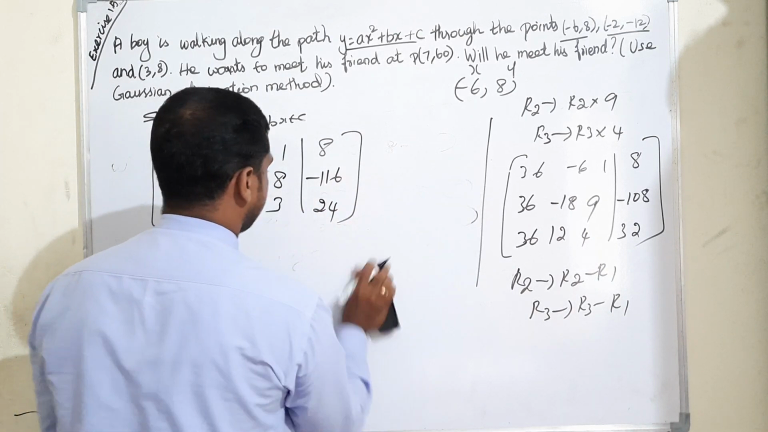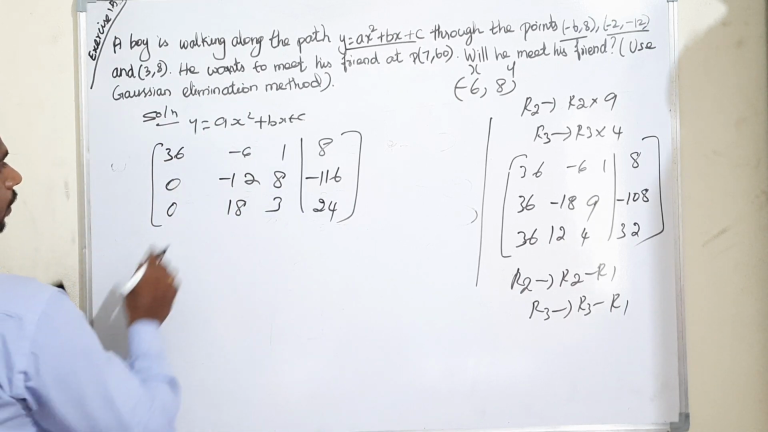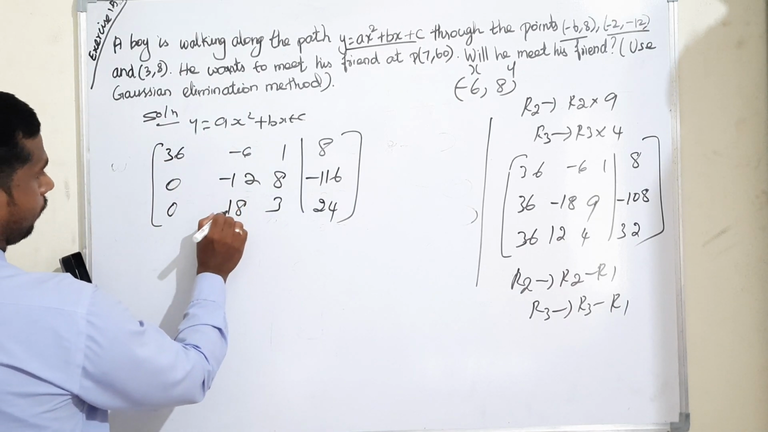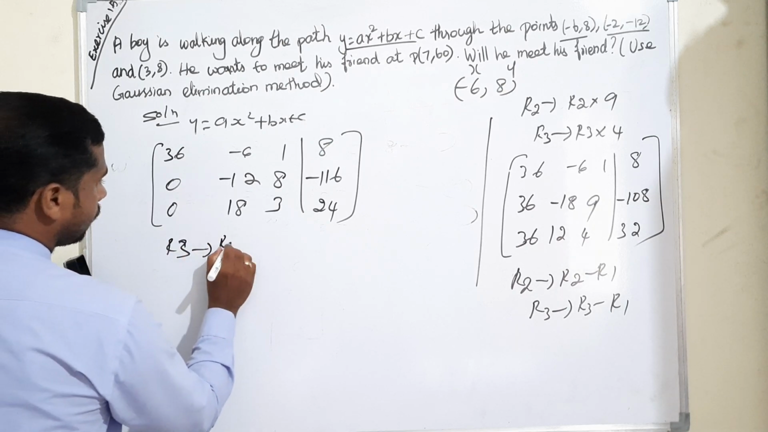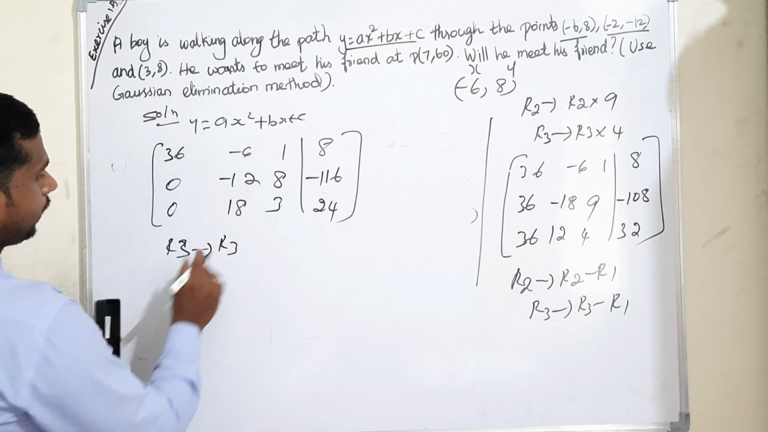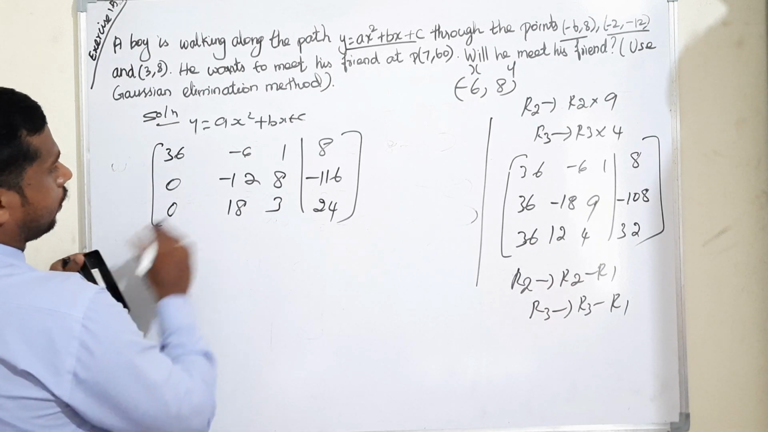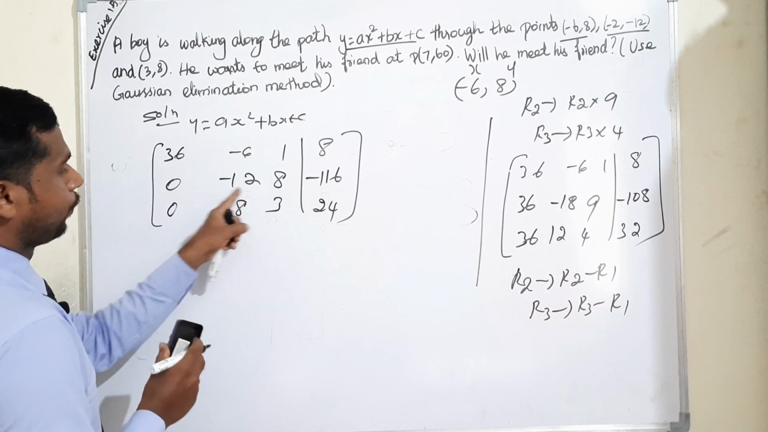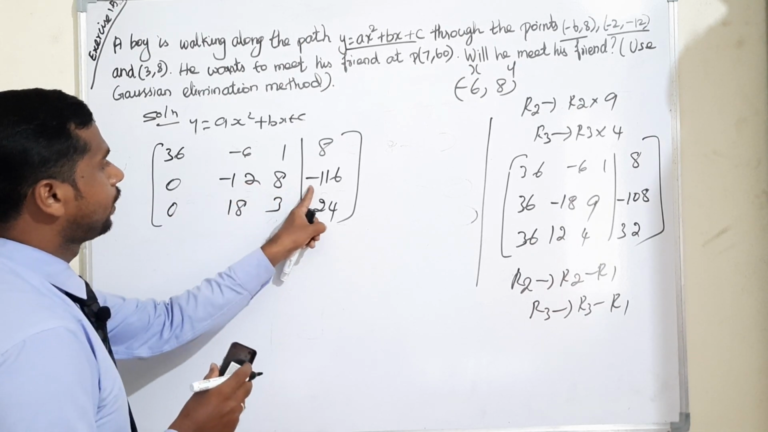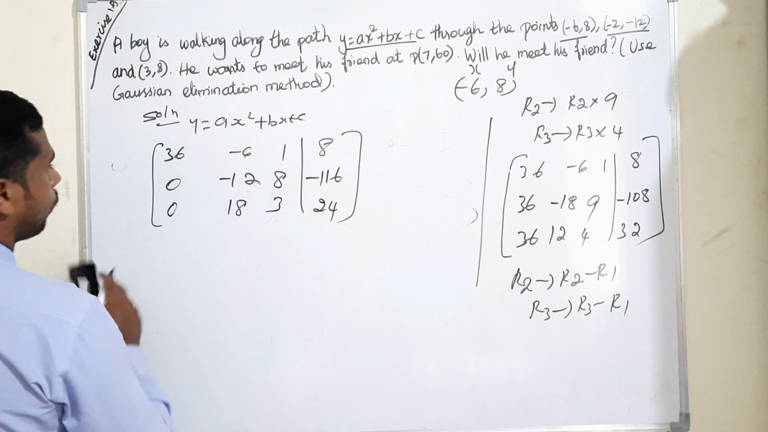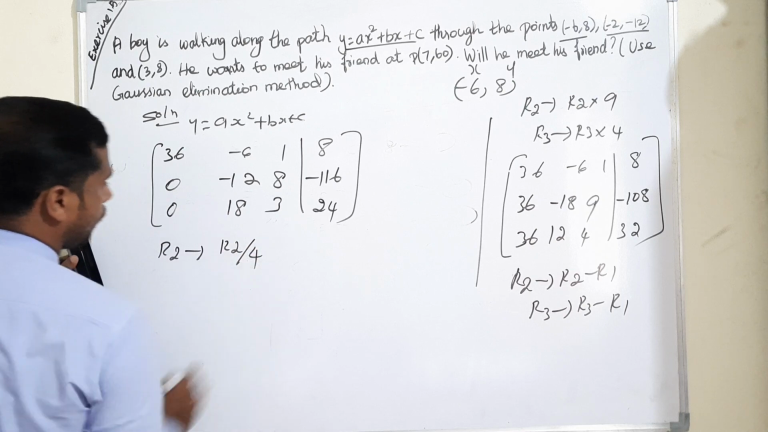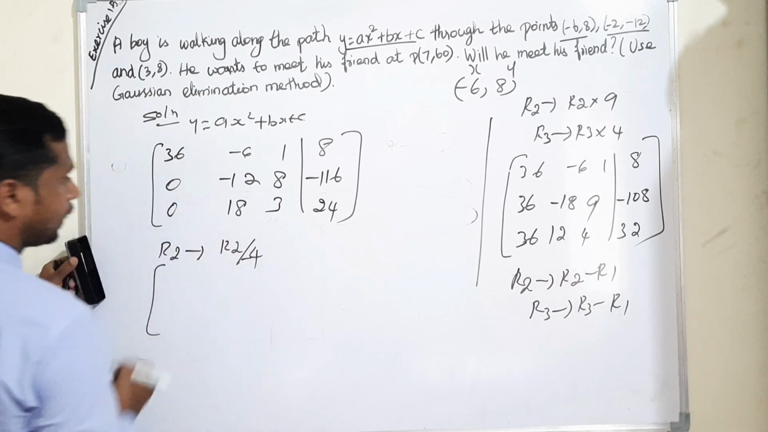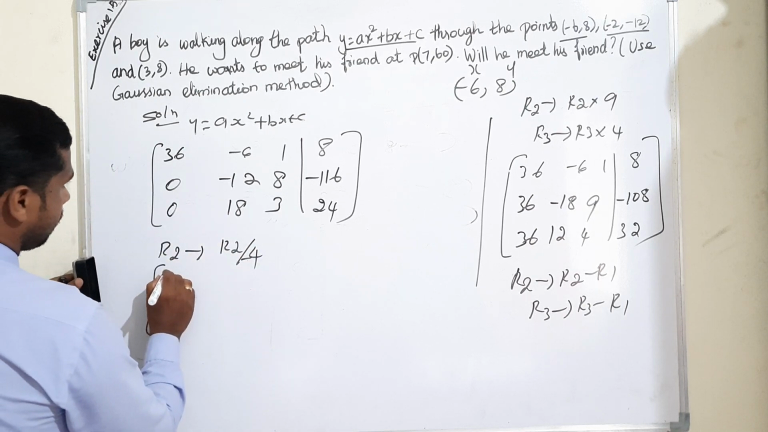Now the next condition, what do we have to do? There is already 18 there, so R3 gives R3. Otherwise, the second row has a very big number, no? We can reduce it, because each time it is divisible by 4. So what do we have to do? R2 gives R2 divided by 4. If you take minus 4, it will be easy.